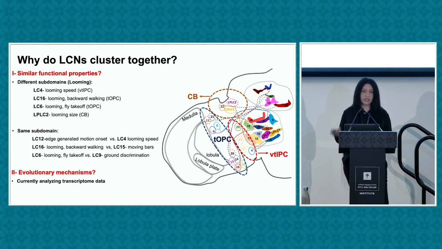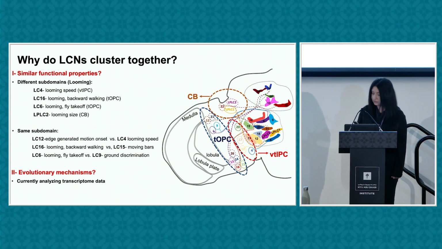Now that we have the transcriptome of these different LCs, we can try to look for markers that are common between them that could explain this type of organization.